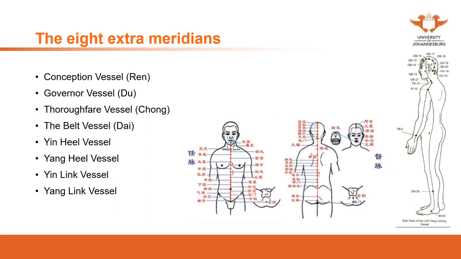So the 8 extra meridians work similar to the lake, where we can store the qi and blood, and then we can also supply the qi and blood. So you have the connection with the 12 principal meridians. The 8 extra meridians also enhance the connection with the 12 meridians, because these meridians sometimes link to different principal meridians. One extra meridian links to different principal meridians.